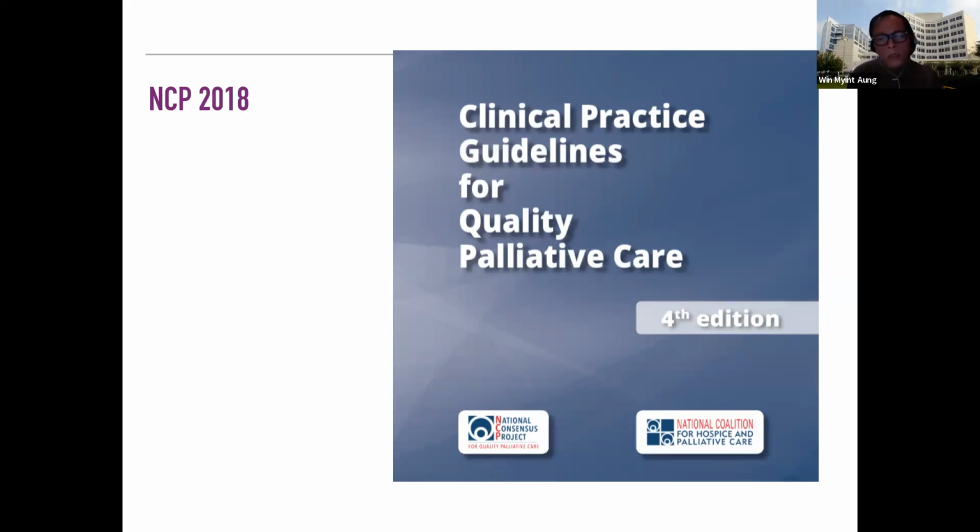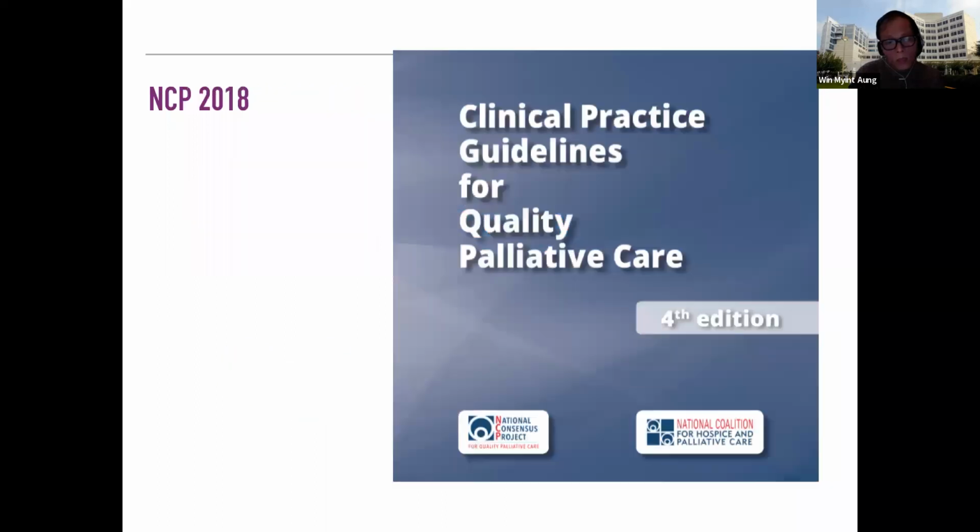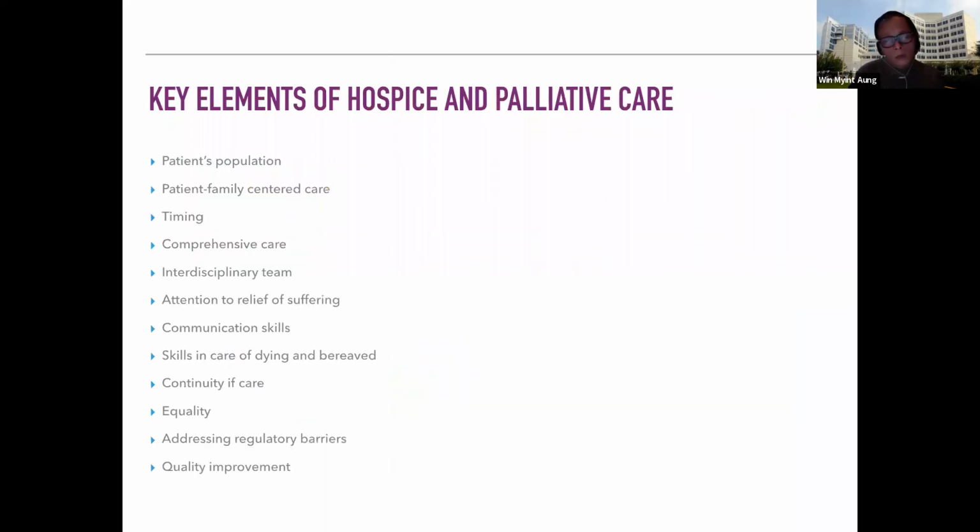It could be a quick snapshot of what the quality measures are, what they embrace, and the scope and quality of palliative care. I should have a copy for everyone. It's free, and you can easily download it from the website of the National Consensus Project for Quality Palliative Care. The key concepts I will discuss, if it's taking too much time, let me know.